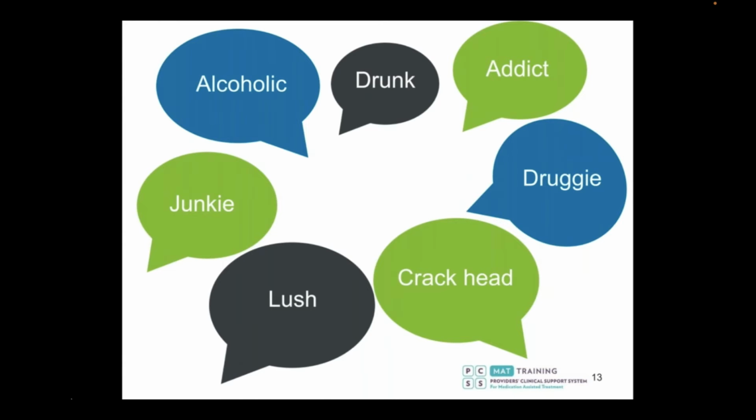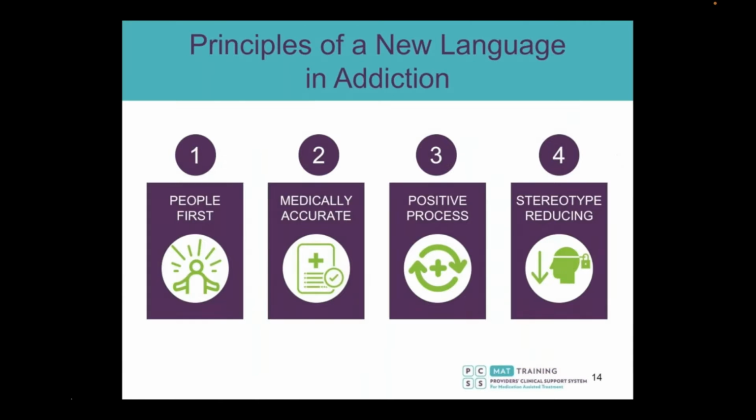But alcoholic and addict is what people refer to themselves as when they go to meetings or support groups about their condition. But what we're aiming for here, and what the evidence suggests is most helpful, is a new language in addiction. And here are the 4 principles of this new language: people first, medically accurate, positive process, and stereotype reducing. There is some overlap among these principles, but basically by people first, we mean name the person first. You can simply say a woman with, a 34-year-old man with, and then name the condition, a substance use disorder.